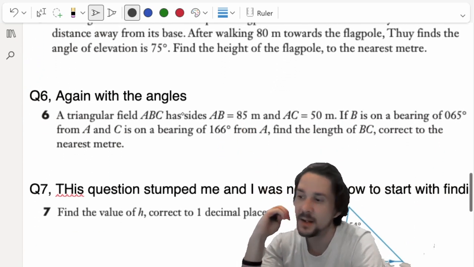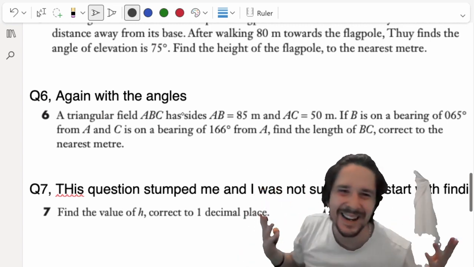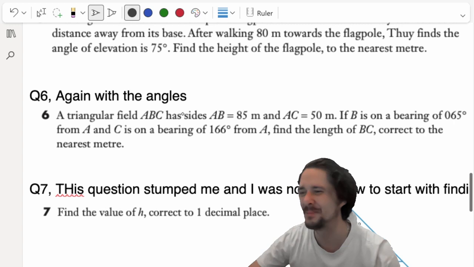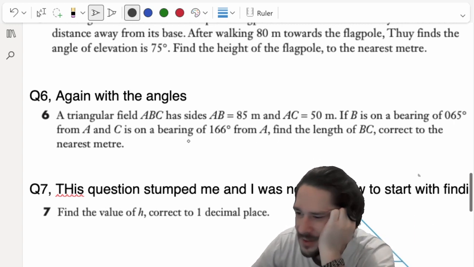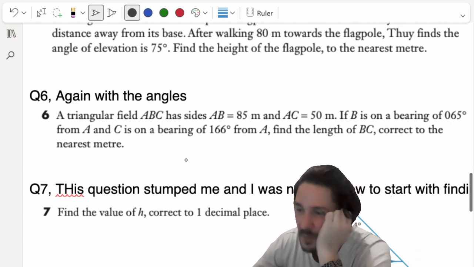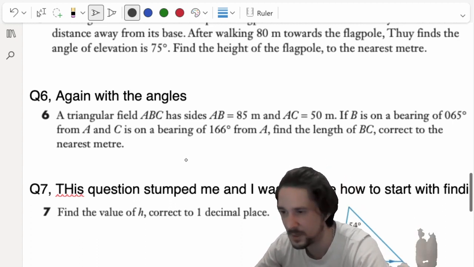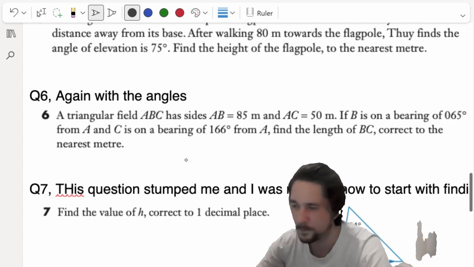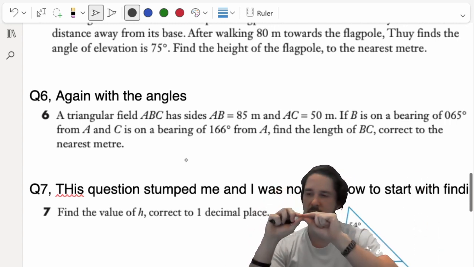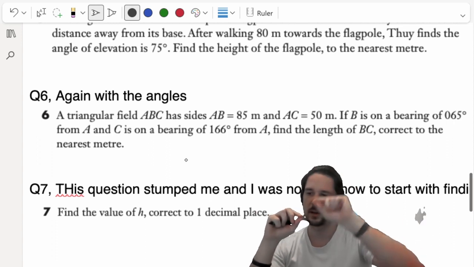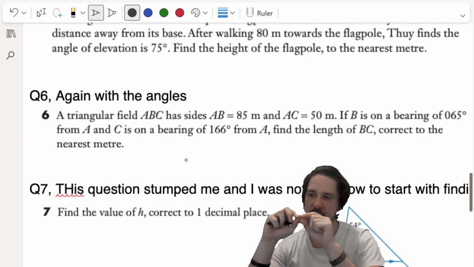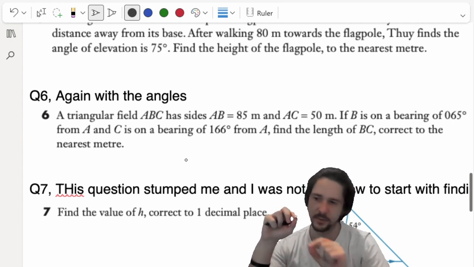All right, again with the angles. What kind of question is that? All right, a triangular field ABC has sides AB is 85 meters, AC is 50 meters. Let me think about this. How am I going to draw it? B is on a bearing of 65 degrees from A. So we could have A, obviously I'm back to front, right? But so B is going to be kind of going northeast. And C is on 166, so that's going to be like southeast.